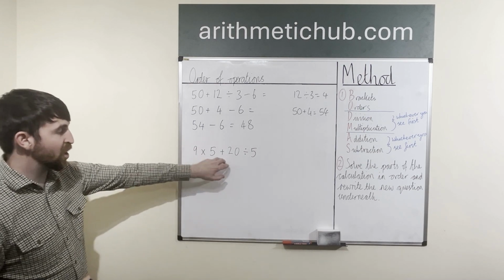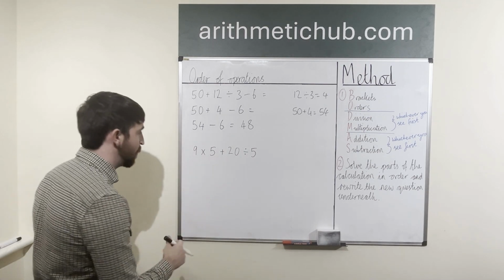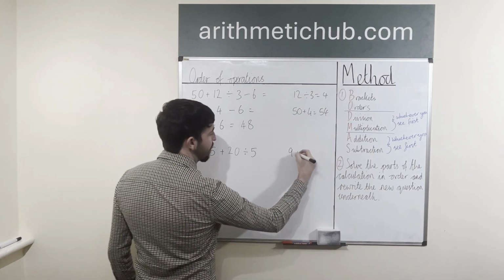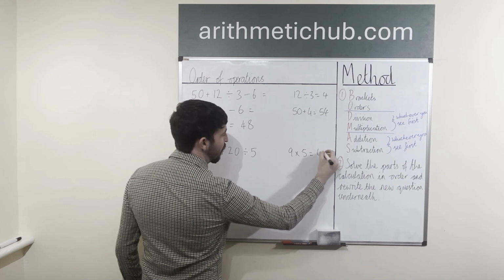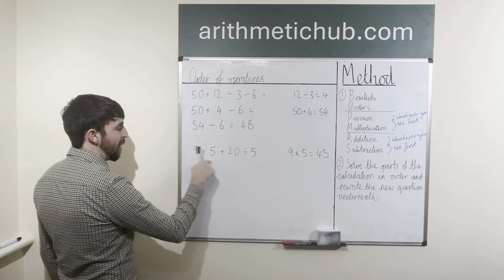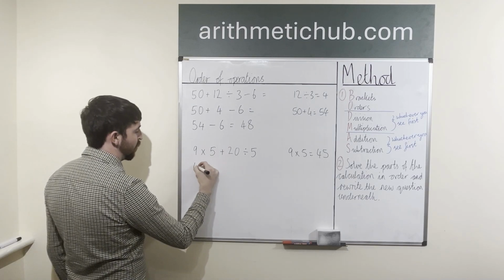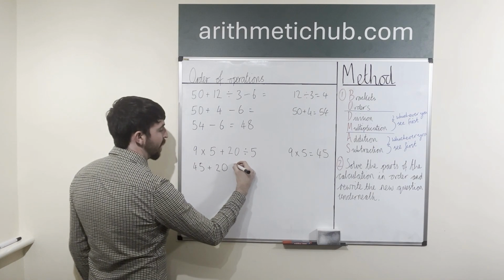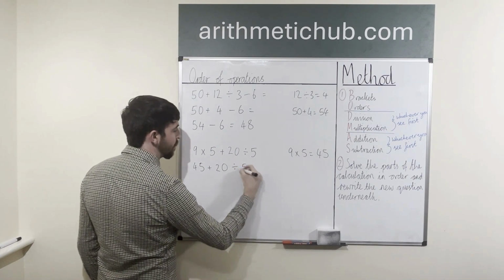So I've got multiplication, an addition, and division. So what I'm going to do is I'm going to do my multiplication first. 9 times 5 equals 45. Okay, so now I've done my multiplication, so I've got 45 add 20 divided by 5.